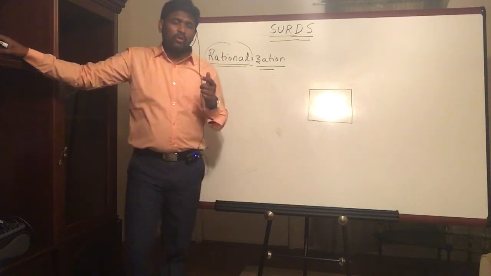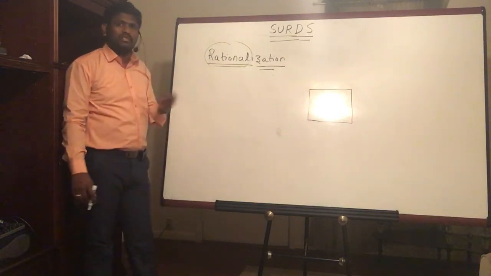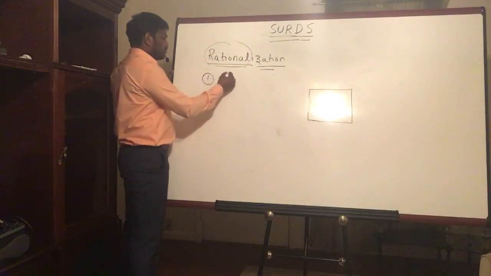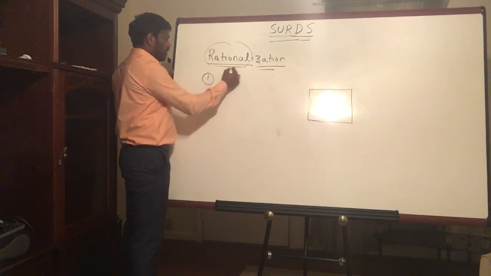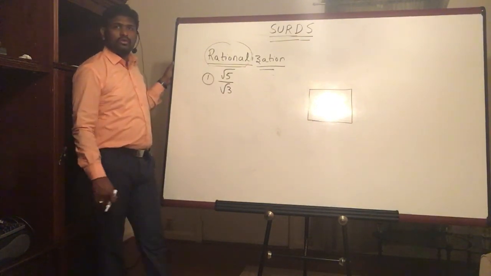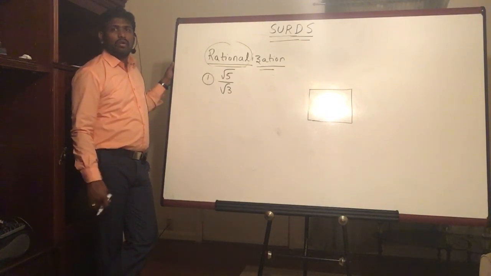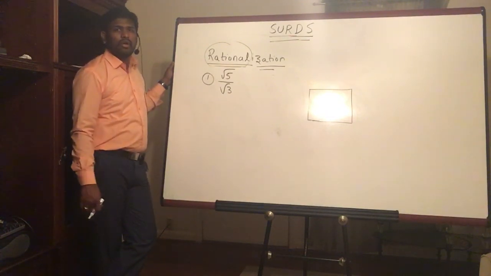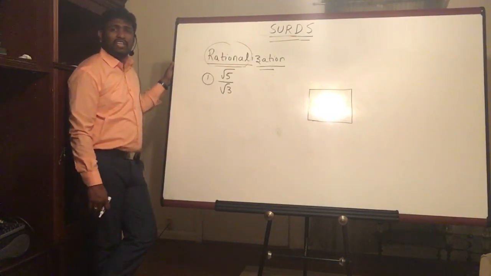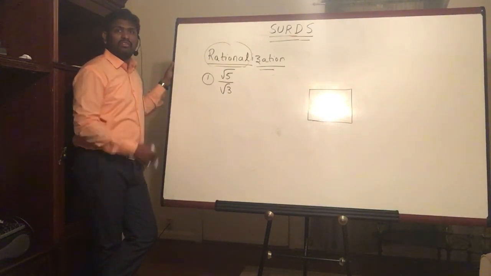So now, how do we rationalize the denominator? Let us discuss two examples. The first one is square root of 5 divided by square root of 3. How to do this one? Now see the denominator. Is root 3 a rational number or an irrational number? It is an irrational number. So we need to rationalize it.